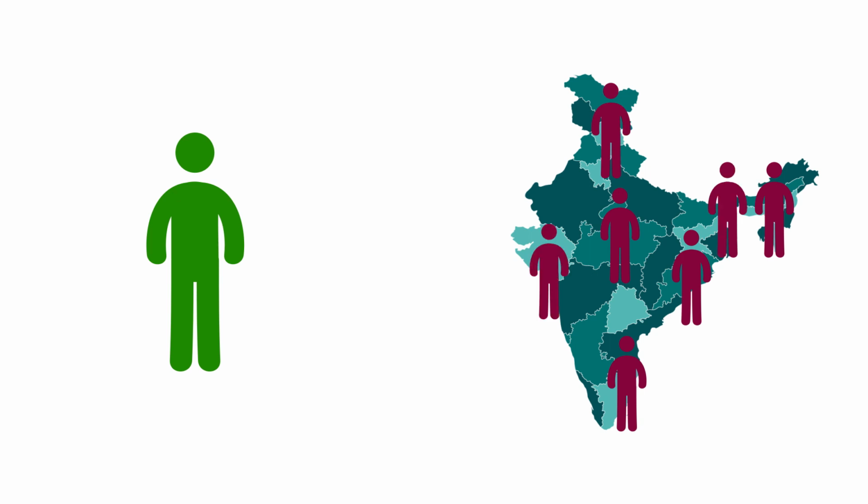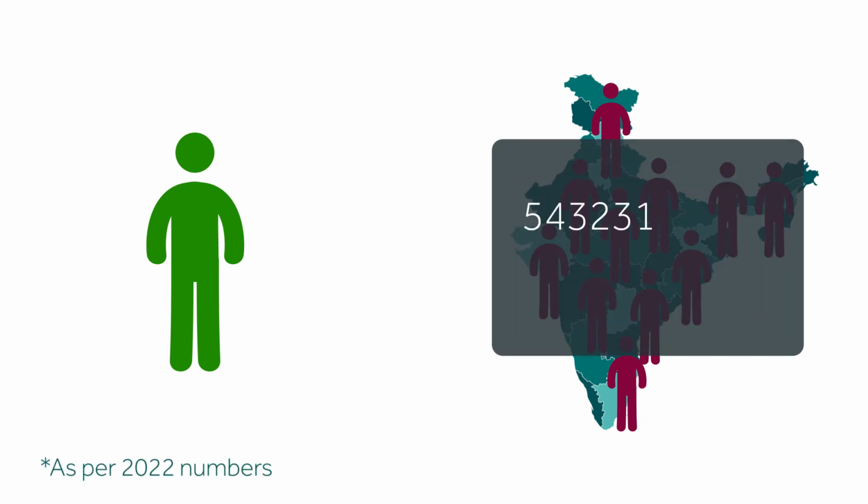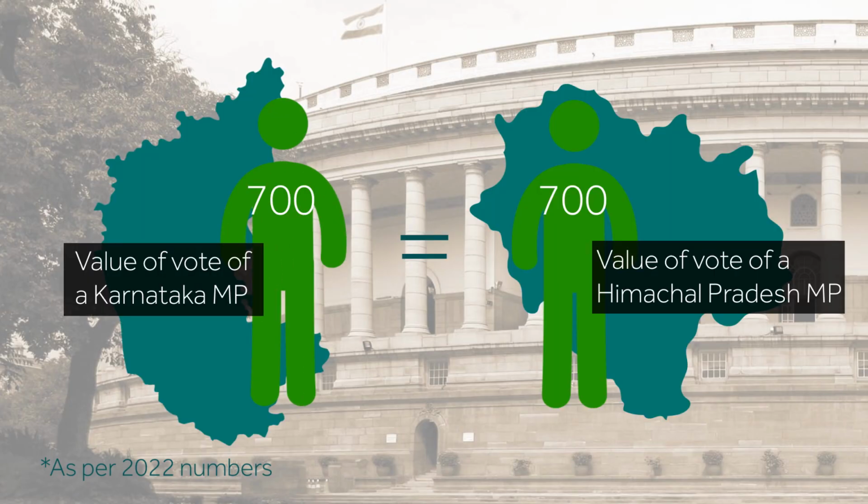Next, the value of an MP vote is calculated. This is done by dividing the total value of all votes of MLAs across the country by the total number of elected MPs. Unlike MLAs, the vote of MPs has the same value irrespective of their states.